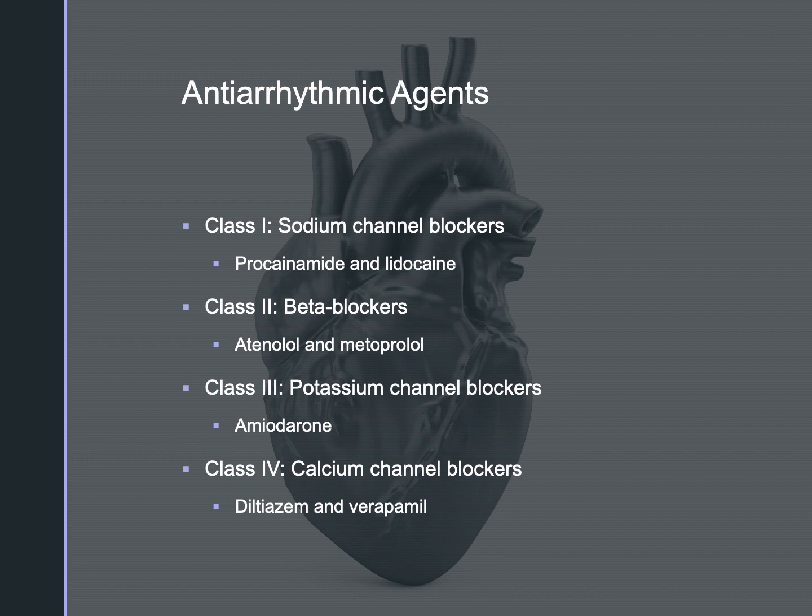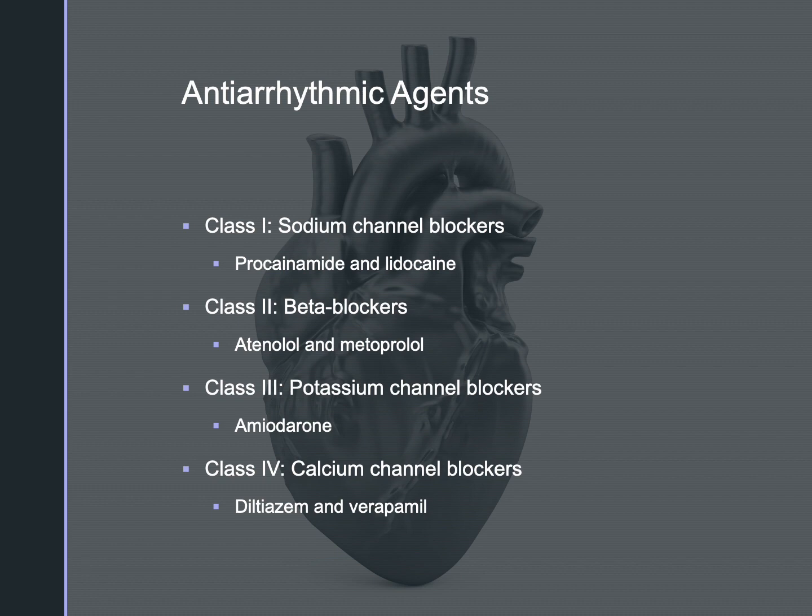And then finally, class 4 antiarrhythmic agents are considered calcium channel blockers, and they reduce the flow of calcium into the cells of the heart and the blood vessels. And this is going to cause relaxation of the blood vessels, which we refer to as vasodilation. Two examples of these are diltiazem and verapamil. And then some outliers.